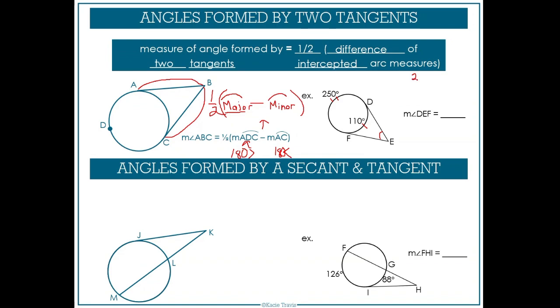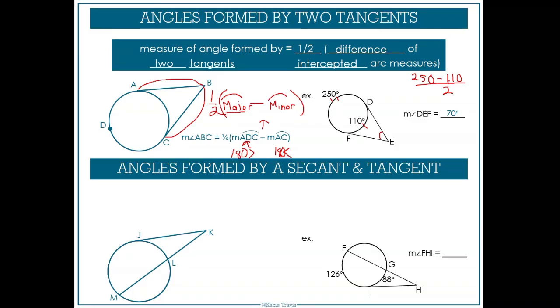So we take 250 and we subtract from it 110 and then divide by 2. So 250 minus 110 gets you 140. 140 divided by 2 gets you 70. So that's all you need to be aware of. It's nothing too deep, it's nothing too crazy. It's the same formula from before, just some extra context that we can't ignore.